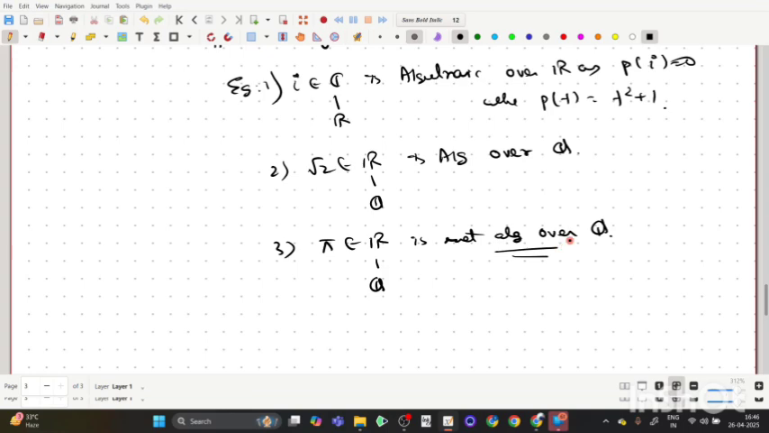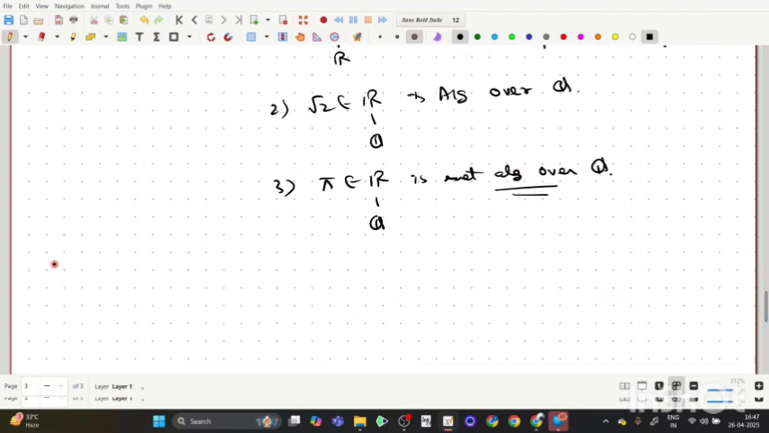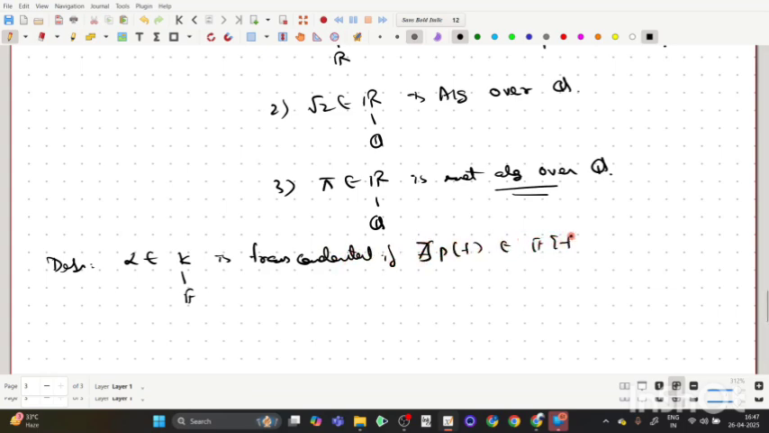Fine. So there might exist numbers which are algebraic over the subfield. There might not exist such a number. So when will I say that a number is transcendental? Such numbers are called transcendental, which are not algebraic. So definition: alpha in K as an extension over F is transcendental if there does not exist some polynomial P(t) over F such that P(alpha) is 0. That is, there exists no polynomial over the subfield whose root is alpha.